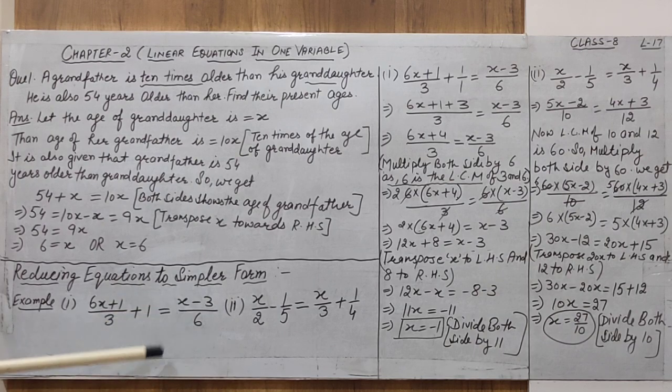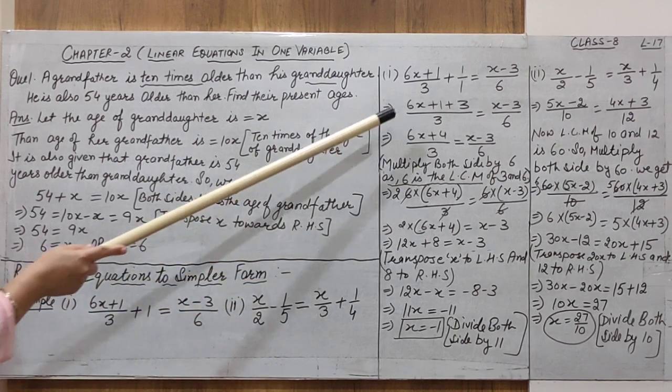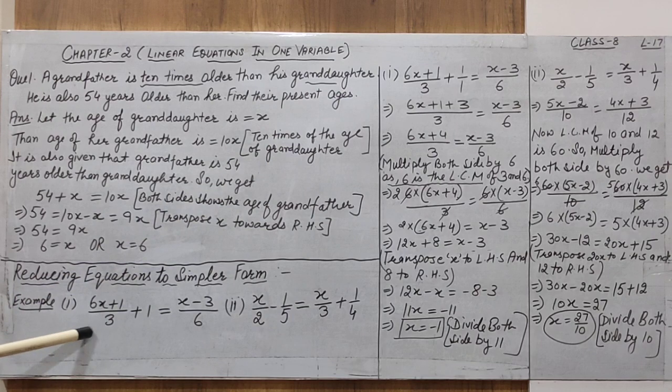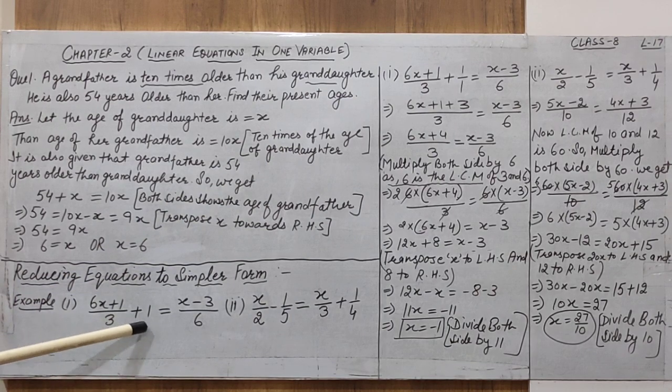Now understand the method. How can we solve such kinds of questions? Let us start with the first example. The example is (6x plus 1) divided by 3 plus 1. First of all, make all the numbers in rational form, or we can say fractional form.